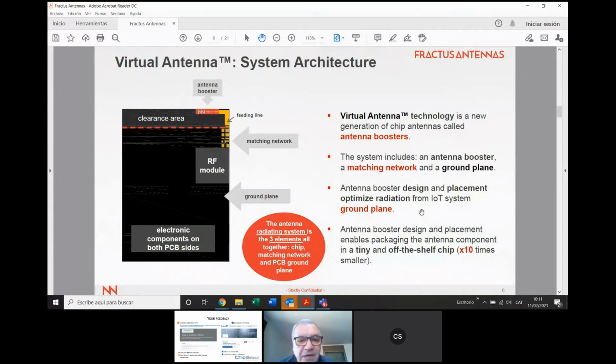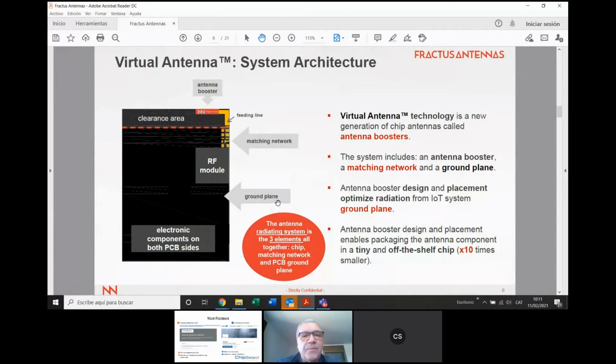The antenna is part of the radiating system, and in this case it is composed, as you can see here, by the booster, the matching network, RF module, and the PCB size. So the performance of the antenna depends on the PCB size. And the radiating element is not the antenna itself, like other technologies. It is the whole system. So the antenna is, for us, not an element anymore. It's not a component anymore.